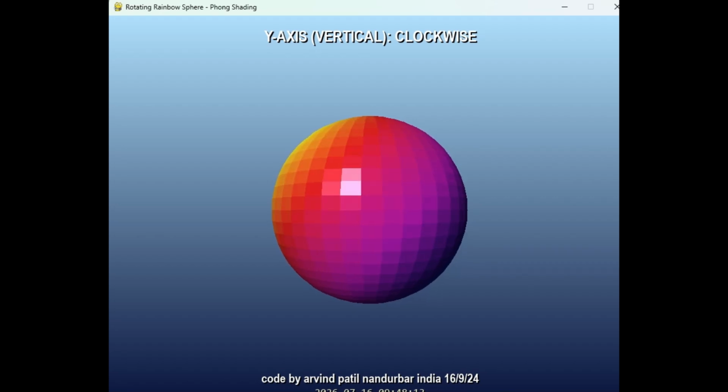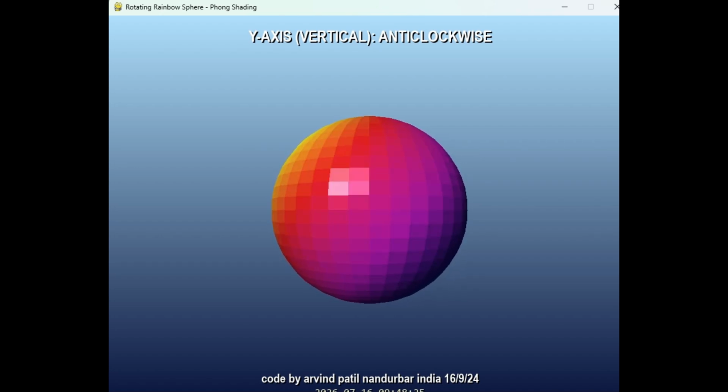A sphere has two imaginary lines through it. One runs top to bottom, like Earth's pole. We call this the vertical y-axis. The other runs left to right through the middle, the horizontal x-axis. These two lines meet at a right angle, so we say they are perpendicular.